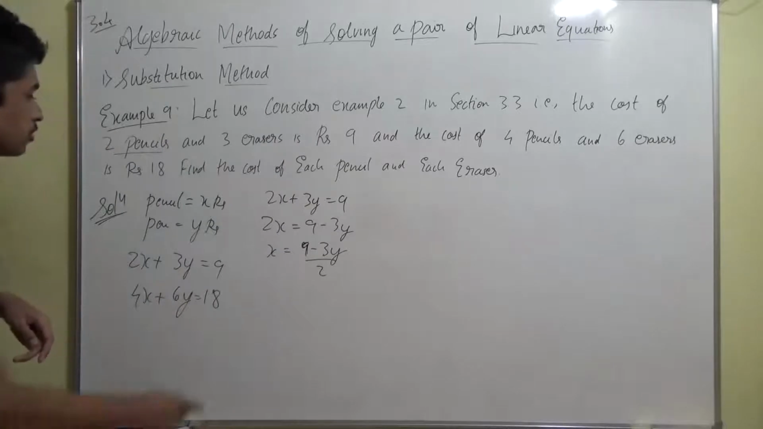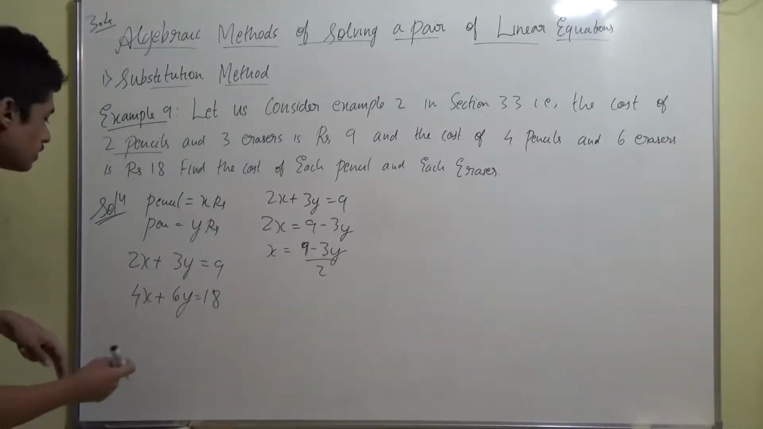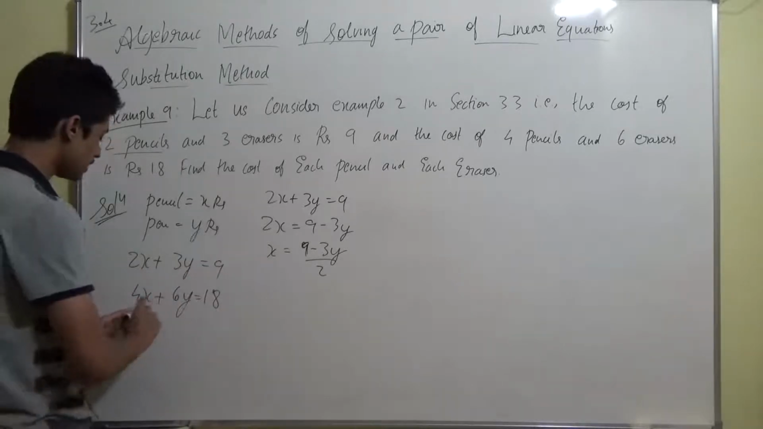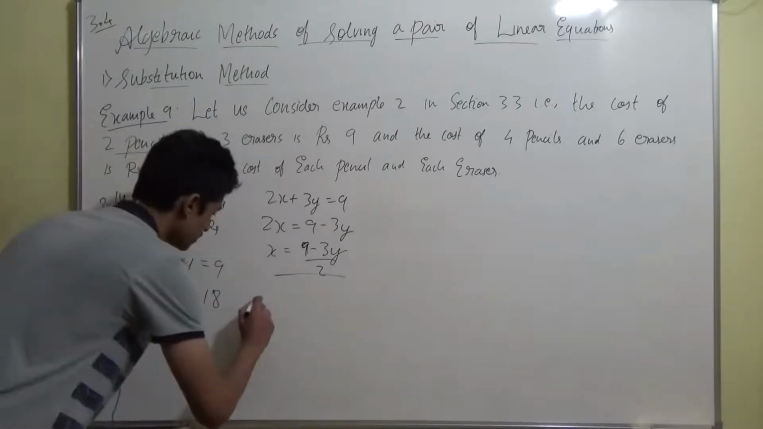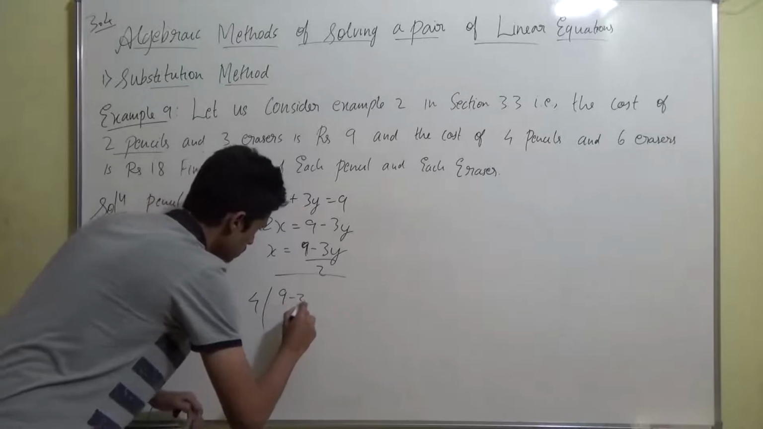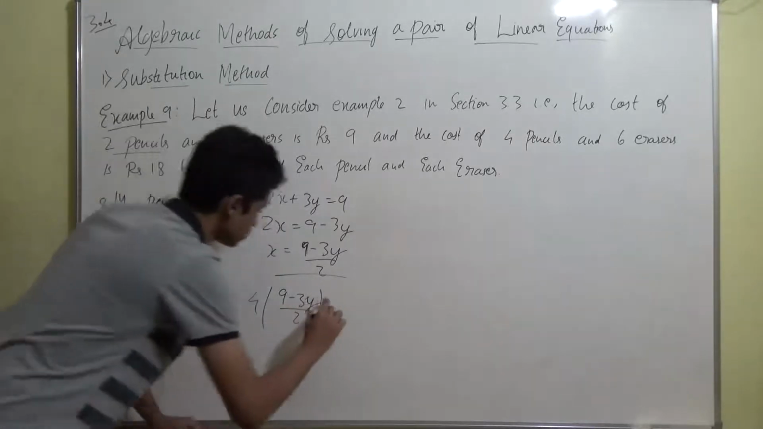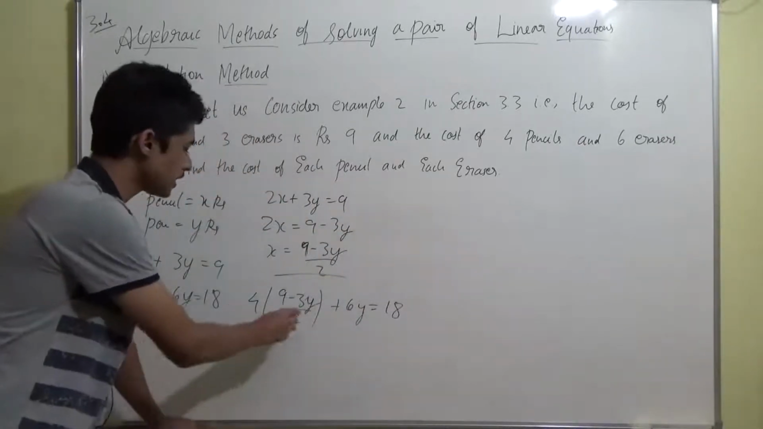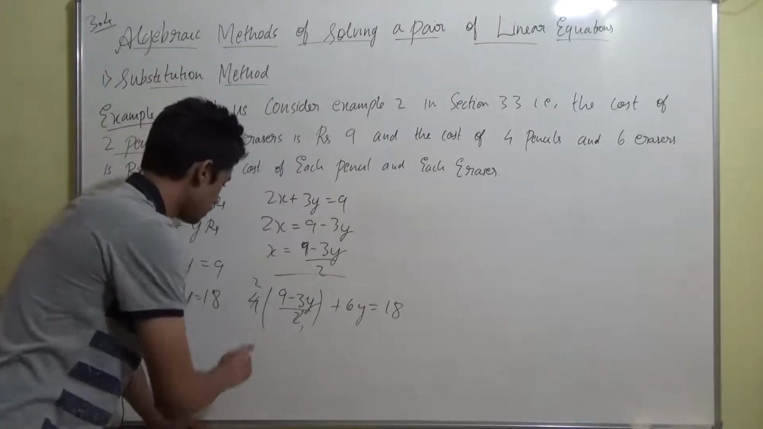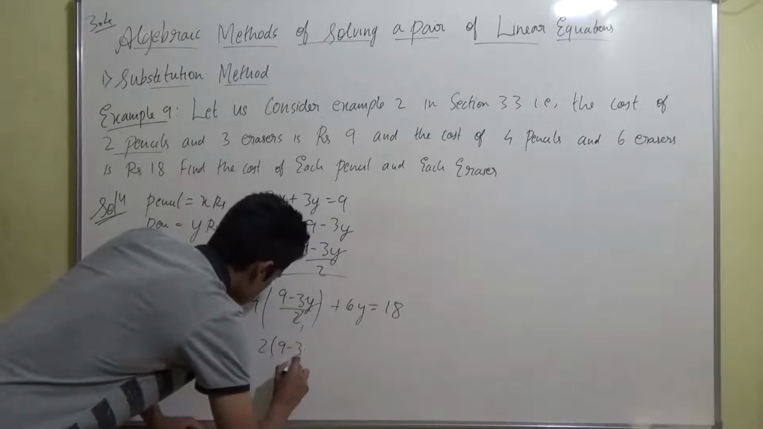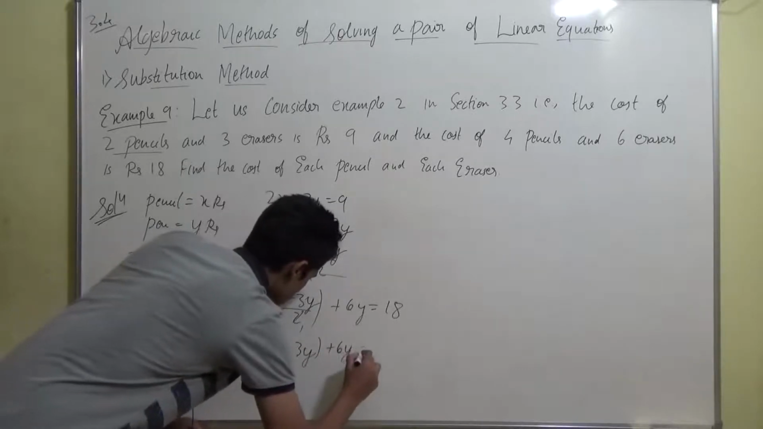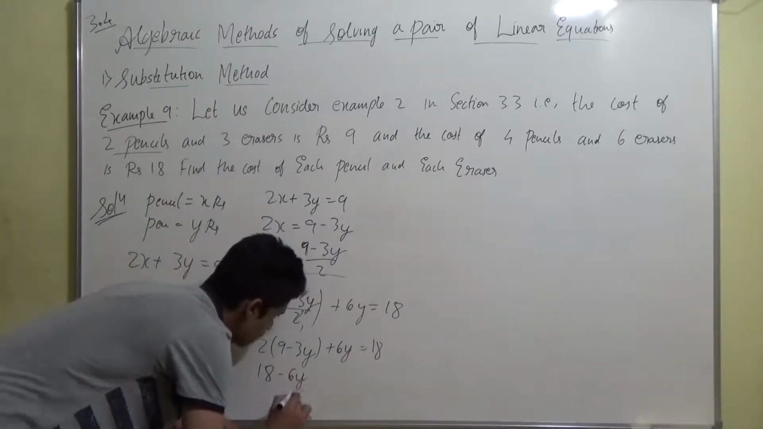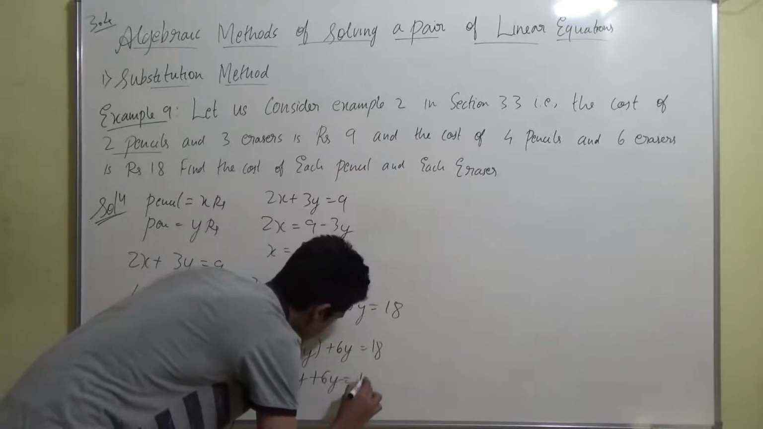Right. Now we have to place this value in place of x in the second equation. Then we'll get the whole equation in terms of y, and then we'll get the value of y, and then the value of x. So we replace x in this equation: 4 times (9 minus 3y) by 2, plus 6y equal to 18. Now this 4 gets cancelled by 2, the two 2s, so it remains 2 into (9 minus 3y) plus 6y equal to 18. This will become 18 minus 6y plus 6y equal to 18.